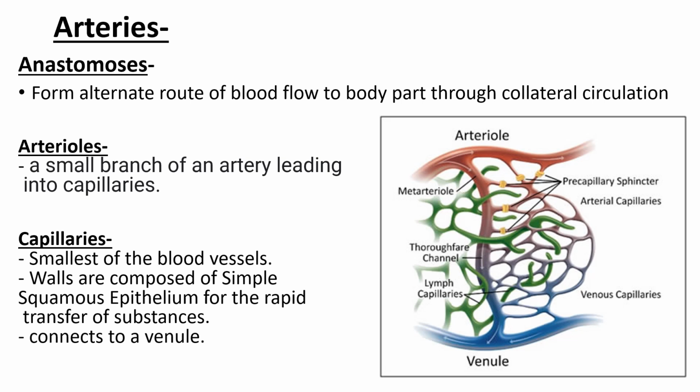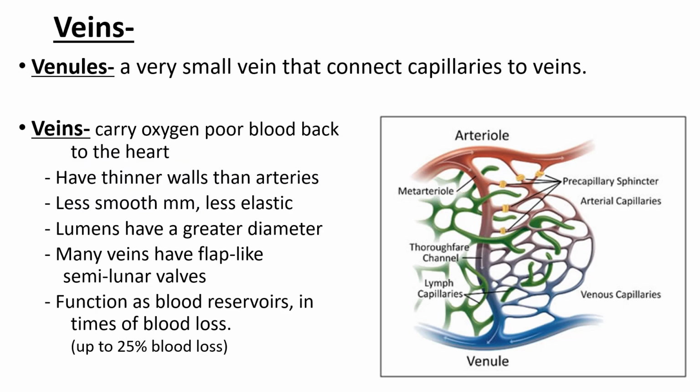Epithelium for the rapid transfer of substances, because we know we've got to move oxygen and carbon dioxide into and out of the bloodstream as we deliver it to the cells and pick up their waste products. And these guys are going to connect to a venule on the other side of things. So venules are just a very small vein. So in between the capillaries and the venules that we just looked at is going to be the cell.